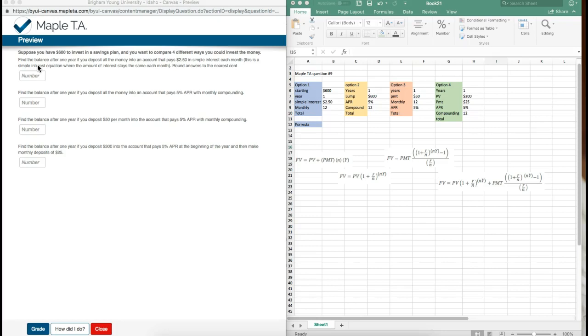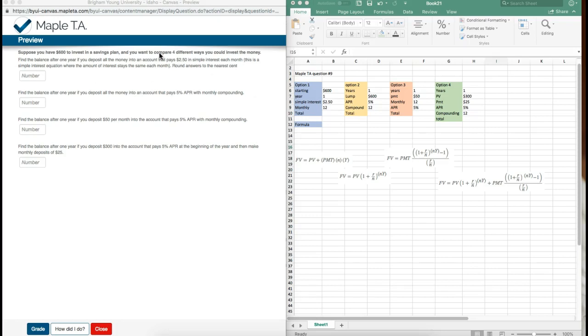want to compare 4 different ways you could invest the money. The first one is find the balance after 1 year if you deposit all of the money into an account that pays $2.50 in simple interest each month. This is a simple interest equation where the amount of interest stays the same each month. Round the answer to the nearest cent.